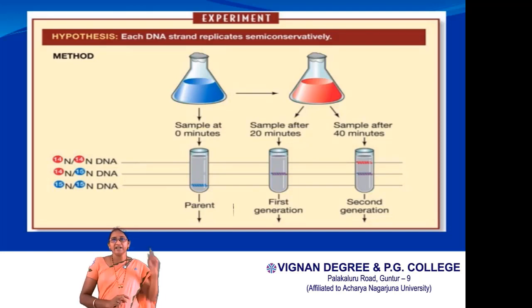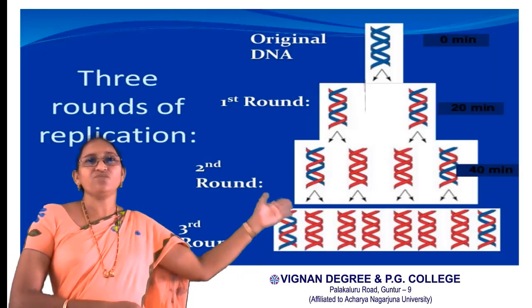So initially, at 0 time, the DNA is heavily labeled. After 20 minutes of the growth period, they collected a sample. Again they broke down the cells, collected the DNA and applied density gradient centrifugation. At this stage, in the second tube, they found that the band formed at the middle of the tube. That means they observed hybrid DNA. That means in the first generation, the DNA molecules synthesized contained one original strand and one daughter strand.